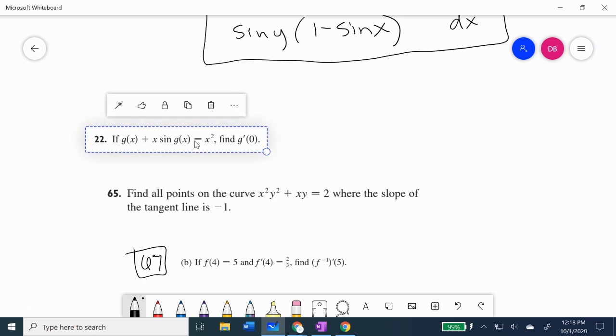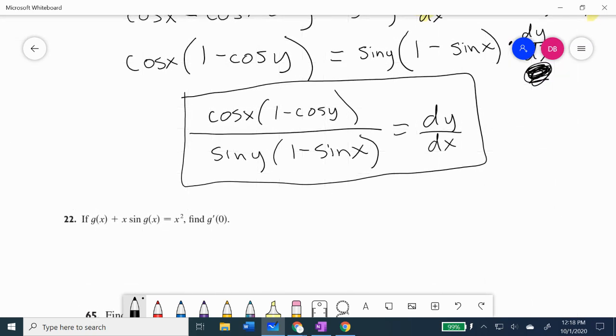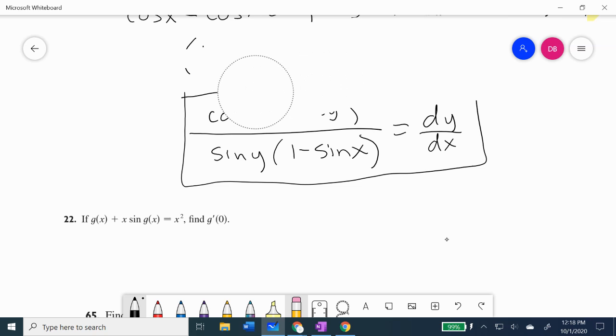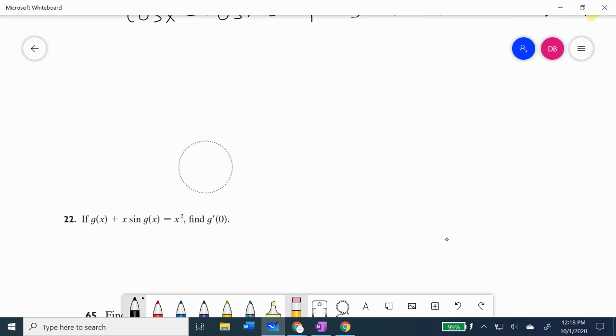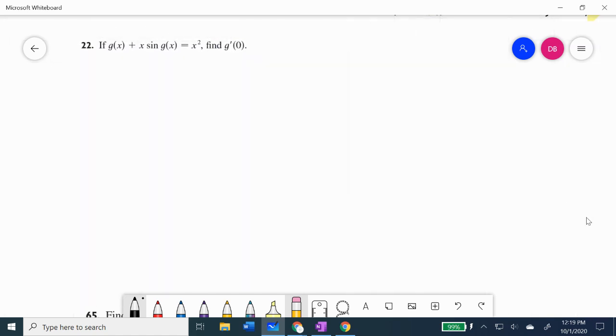For 22, I need to deal with the fact that I've got known functions mixed with a generic function, g of x. And I'm supposed to find g prime of 0. What I'm going to do is erase up here a little bit so I can move this up and not interfere with having to move the other problems. Okay. Move. And here we go.